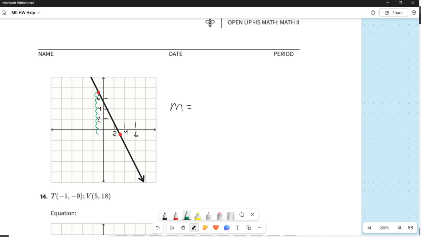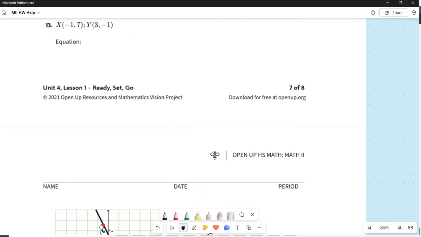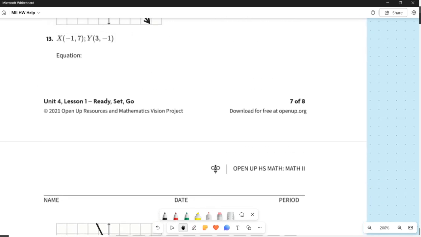Okay. So my rise, and I went down, so my rise is -8. Then my run, well, I'm at -1, and I want to get to positive 3. So that's 1, 2, 3, 4. So my run is 4. So I have -8 over 4, which is -2. And if I had applied my slope formula, y2 minus y1 over x2 minus x1, I would have gotten the same thing. I would have gotten -2.